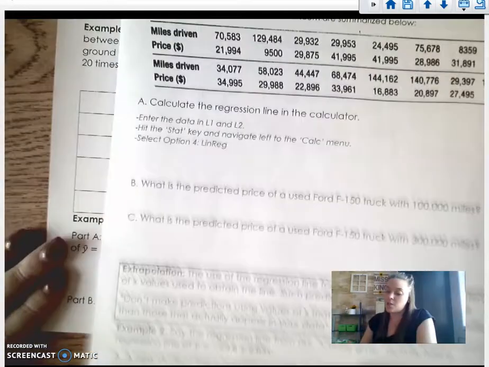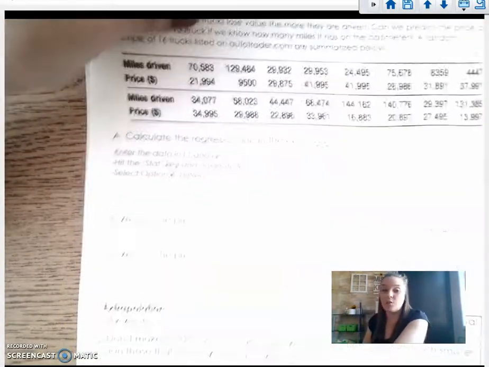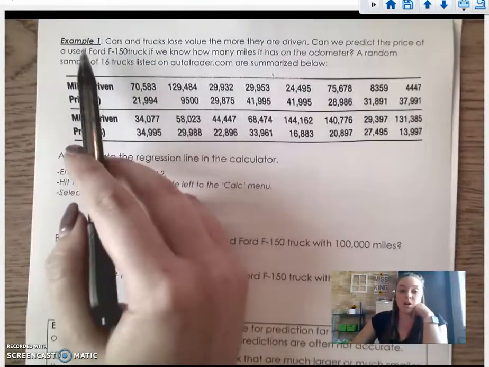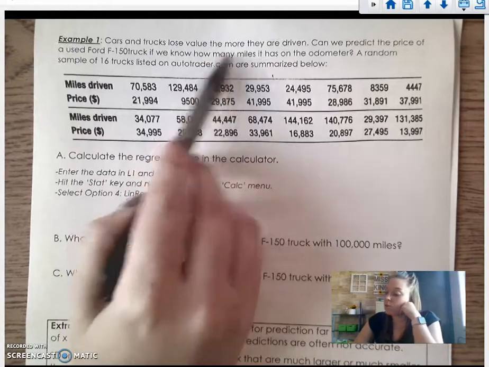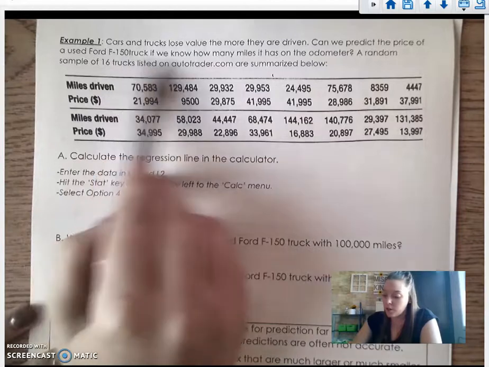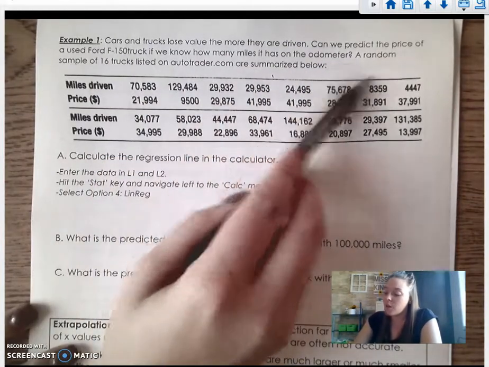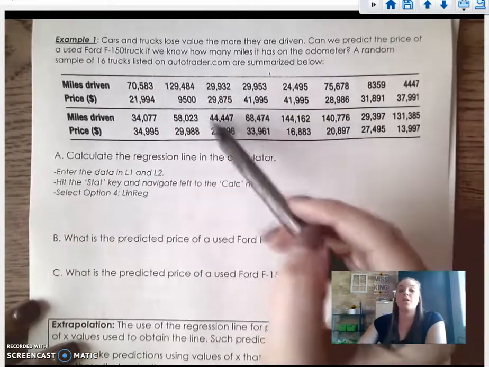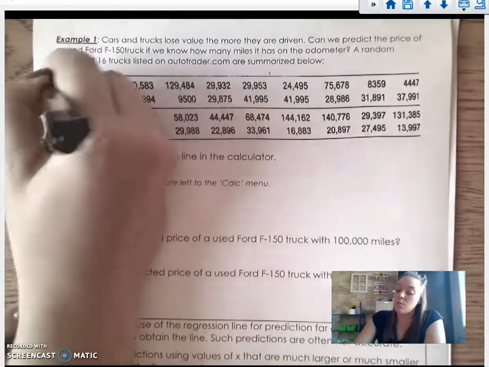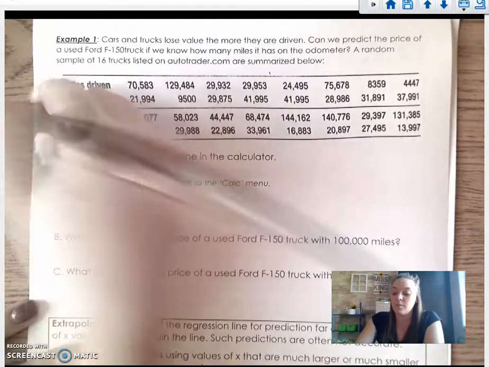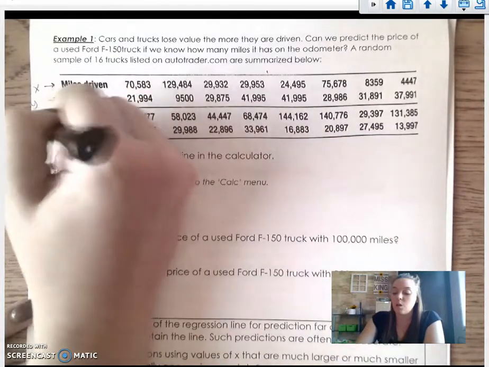On the next page, we go through how to calculate the linear regression line using your calculator. So example number 1 says cars and trucks lose value the more they are driven. Can we predict the price of a used Ford F-150 truck if we know how many miles it has on the odometer? A random sample of 16 trucks listed on autotrader.com are summarized below. So this table is a little bit difficult to read. So the miles driven are here and here, and those are going to be your explanatory variables. And the price is going to be your response variable.